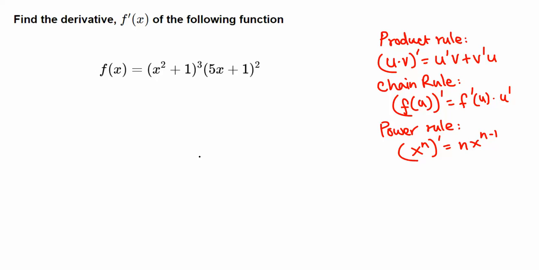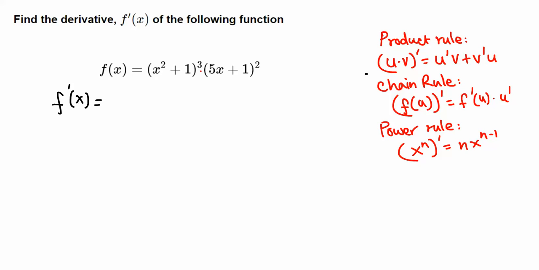Find the derivative f prime of the following function. Our function is (x squared plus 1) to the third times (5x plus 1) squared. So basically we have a product of two functions. So when we take the derivative, we need to use the product rule.